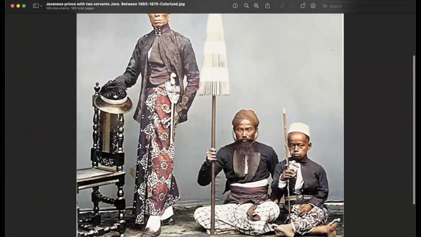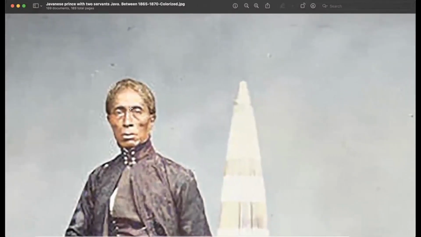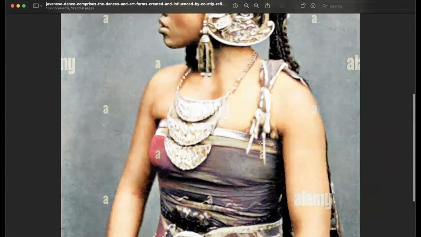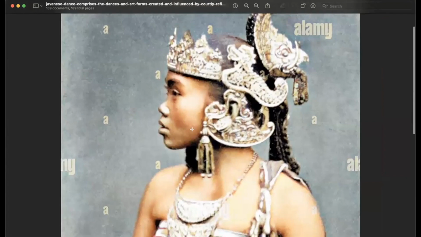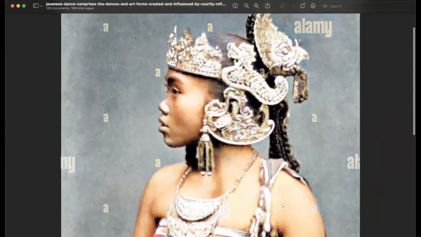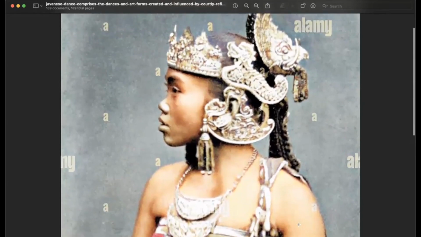Look at his servants. Again, they're all Javanese. And this is the master, I guess, as you guys can see him. So this is a Javanese dancer. All right, let me zoom in. I mean, just look at her phenotype and her swarthy brown complexion. All right, look at her hair. And look at her gear and her attire. Very nice picture.